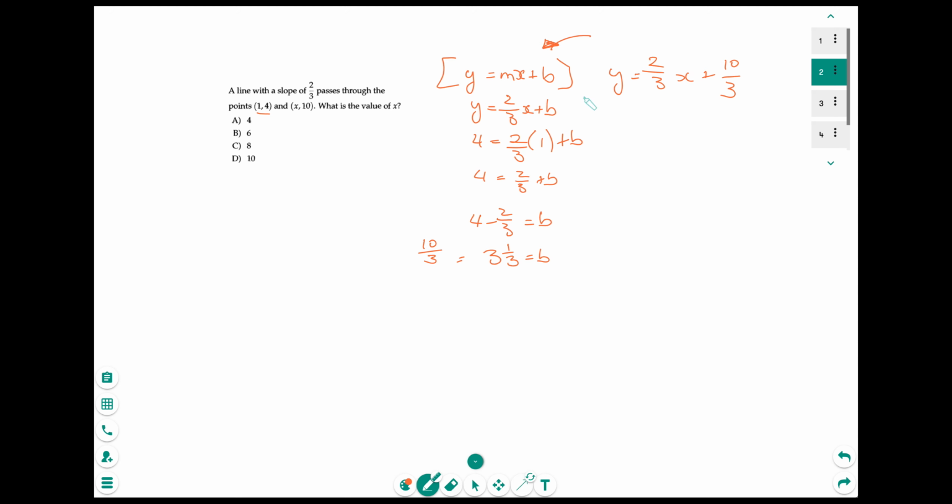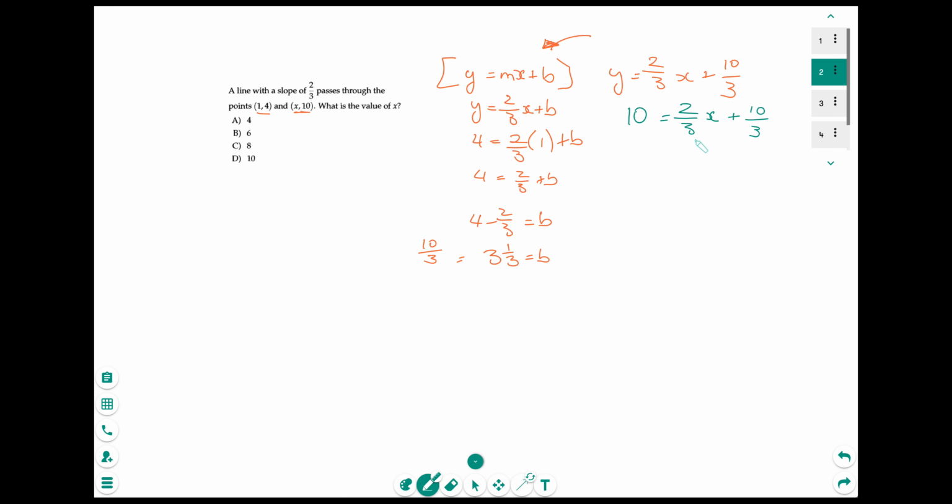Okay, great. Now we have the full equation of this line, which helps us to figure out what is the value of x, because they're really asking what is x when y is equal to 10. So all we have to do, guys, I'm going to change the color since we're on the home stretch, is say 10 is equal to 2/3 x plus 10 over 3. Again, just in case to make sure you caught that, we're substituting x and y with x and 10.